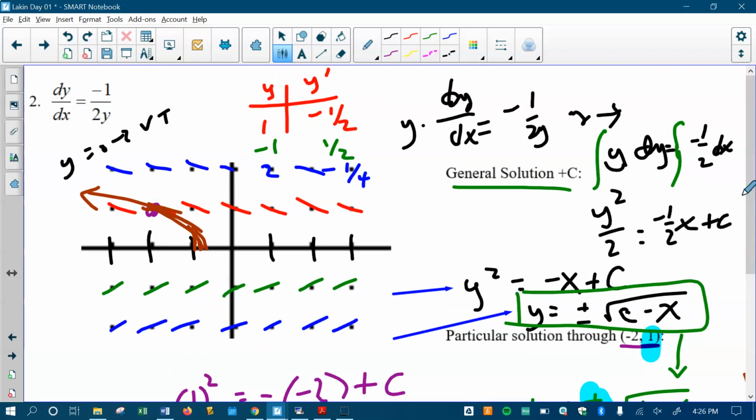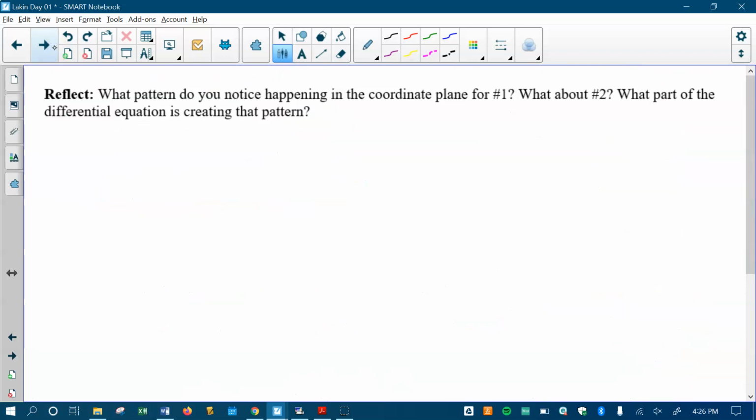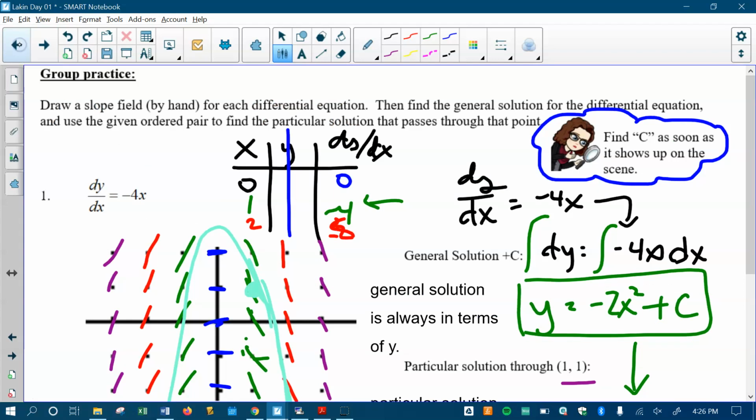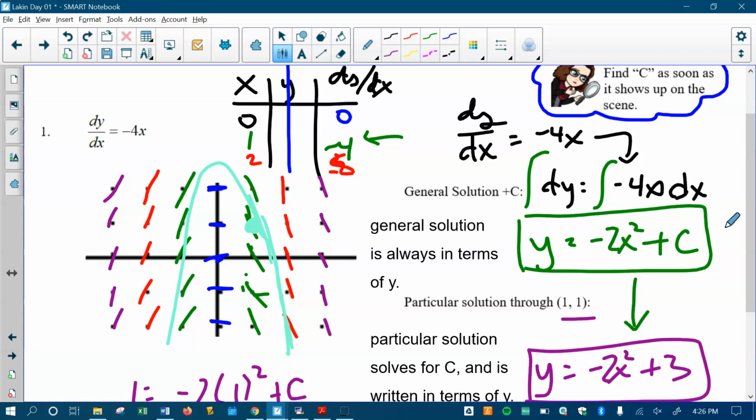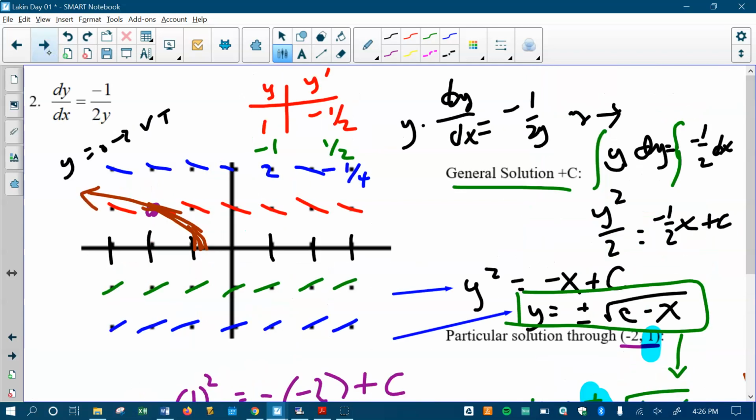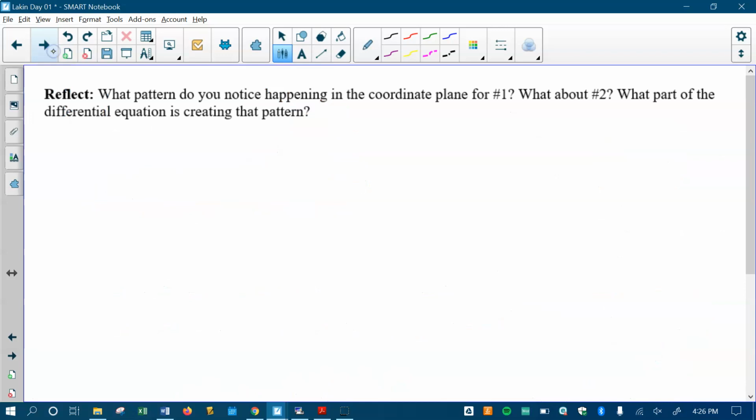Okay, number 3. Actually, let's do this reflection. What pattern do you know is happening in the coordinate plane for number 1, and what about number 2? What part of the differential equation is creating that pattern? Well, number 1 is symmetric about the y-axis, and in number 2, we're symmetric about the x-axis.